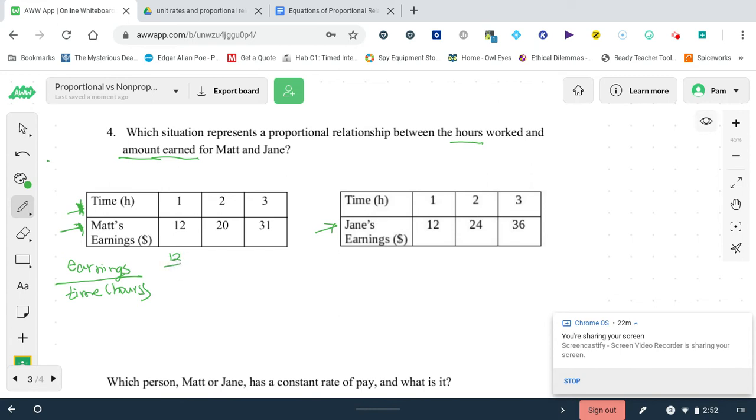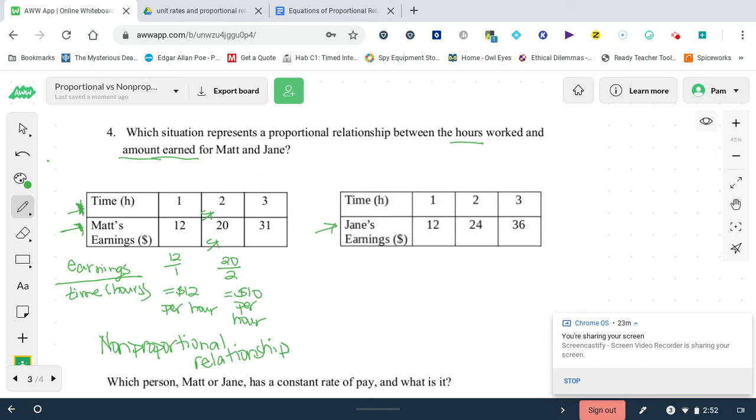So we're going to take 12 and divide it by 1. Well, we get $12 per hour, okay? Let's take 20 and divide it by 2. Well, $20 for 2 hours, you're definitely not getting paid $12 an hour. You're only getting paid $10 per hour. So I can tell you right there, Matt's situation is not proportional. Not at all. This is a non-proportional relationship.